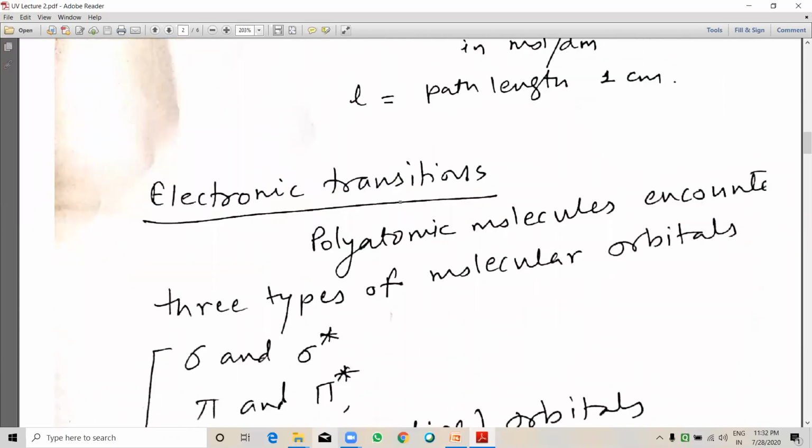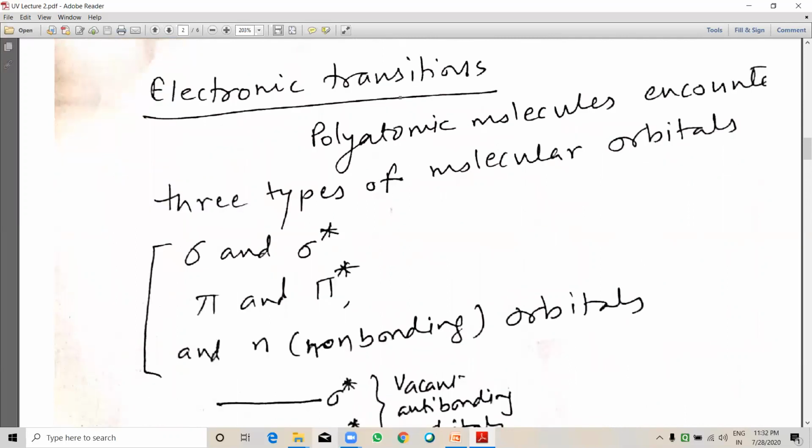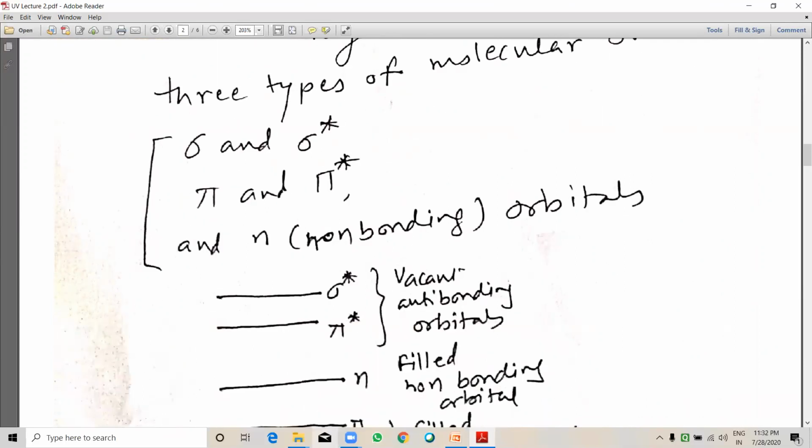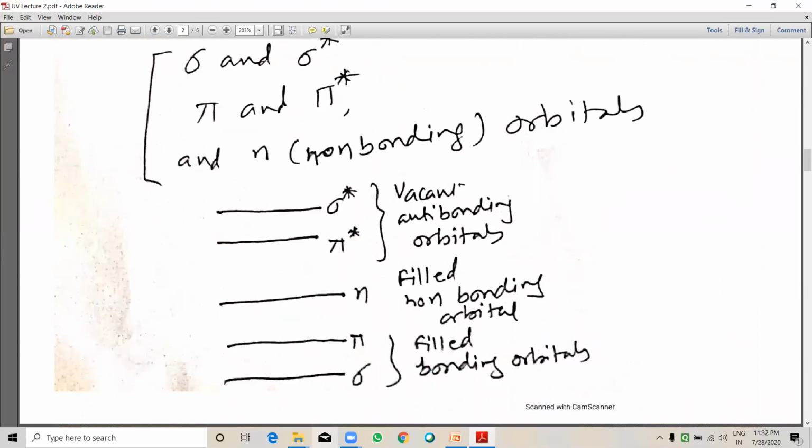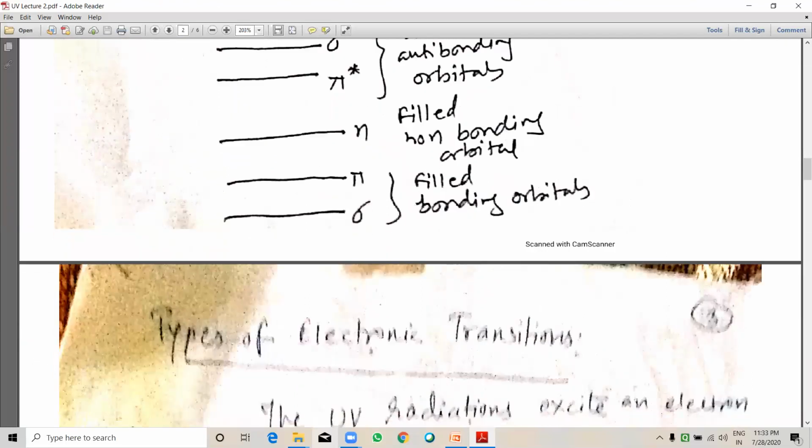Electronic transitions. Polyatomic molecules encounter three types of molecular orbitals: sigma and sigma star, pi and pi star, and non-bonding orbitals. Sigma and pi are filled bonding orbitals, and n is also a filled non-bonding orbital, whereas pi star and sigma star are vacant antibonding orbitals.